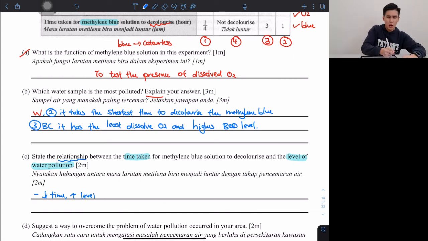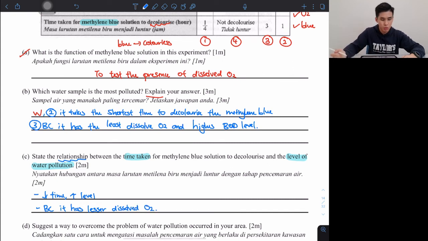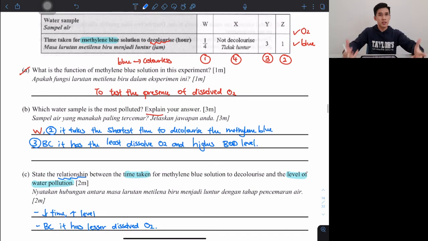Then since you want 2 marks, I briefly explain a bit whereby why, like what we mentioned here, because a lower time means it has lesser dissolved oxygen. You can say oxygen, you can say BOD for the second point. Okay, and I think we will stop here for this video.